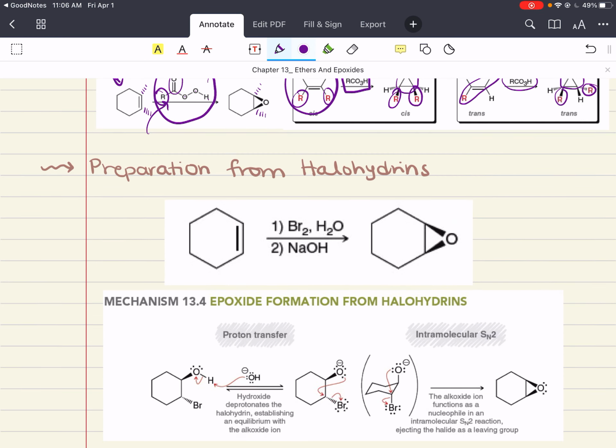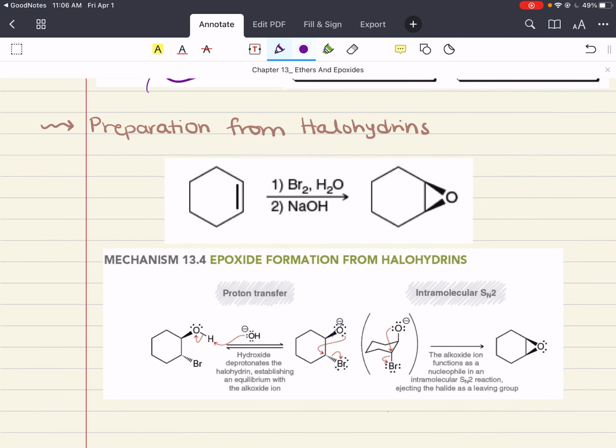Alkenes can be converted into halohydrins when treated with a halogen in the presence of water. Halohydrins can then be converted into epoxides when you treat them with strong base. This is achieved through an intramolecular Williamson ether synthesis. An alkoxide ion is formed through a proton transfer to begin with, and then it functions as a nucleophile in an intramolecular SN2 reaction.